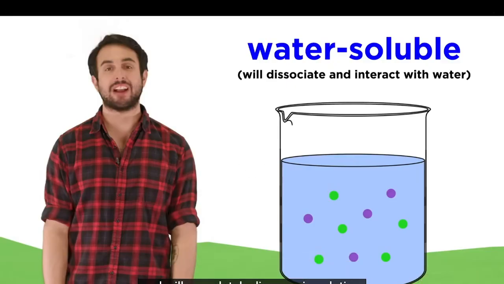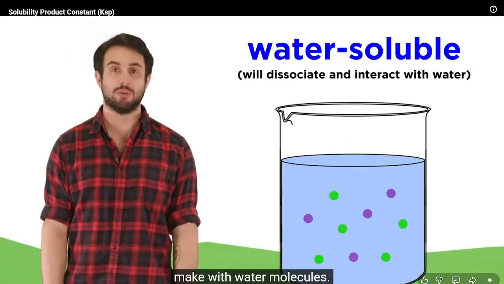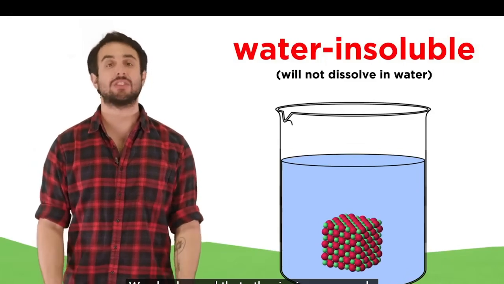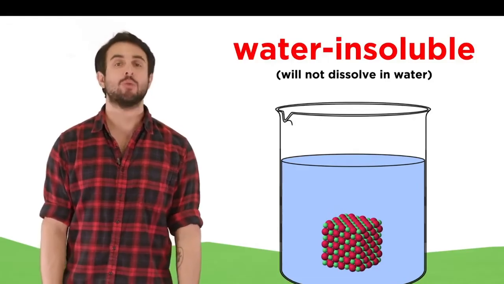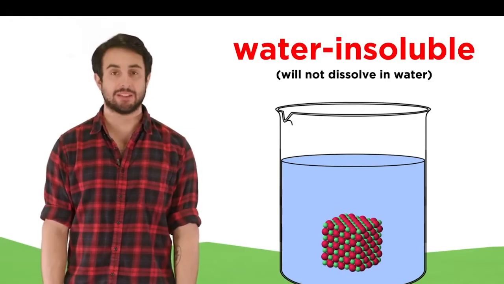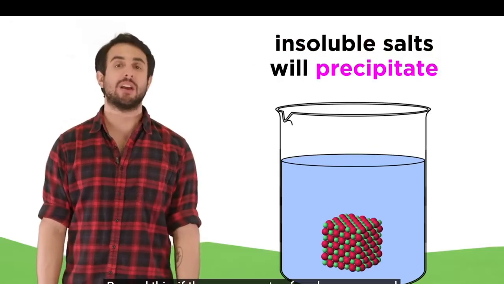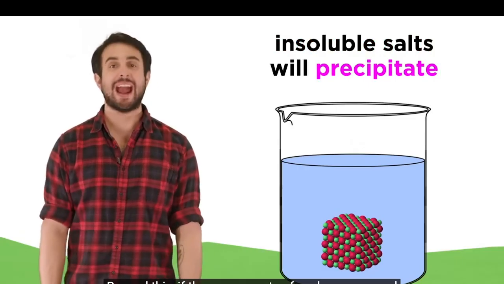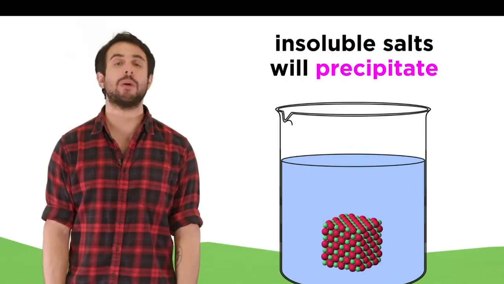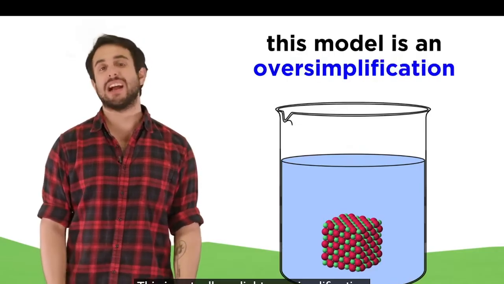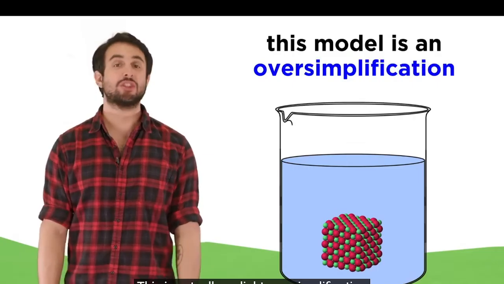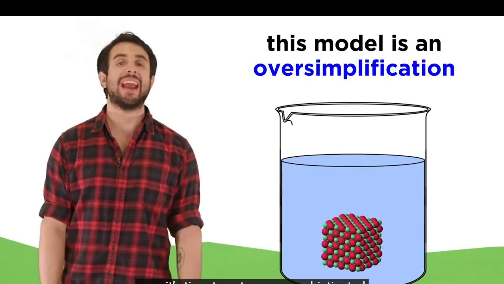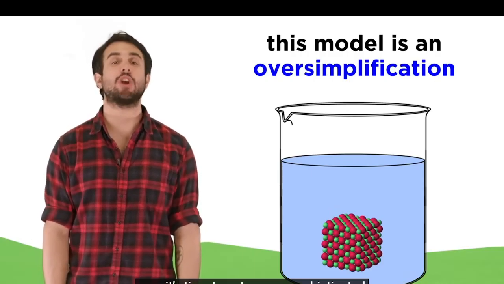actions they will make with water molecules. We also learned that other ionic compounds are water insoluble and will not dissolve at all, remaining completely in the solid phase. Beyond this, if the components of such a compound find each other in solution, they will precipitate and leave solution completely to form a solid. This is actually a slight oversimplification that served its purpose at the moment, but now it's time to get a more sophisticated and quantitative understanding of solubility.